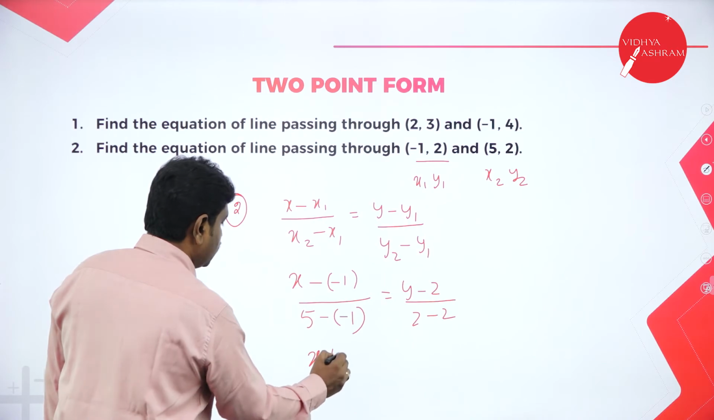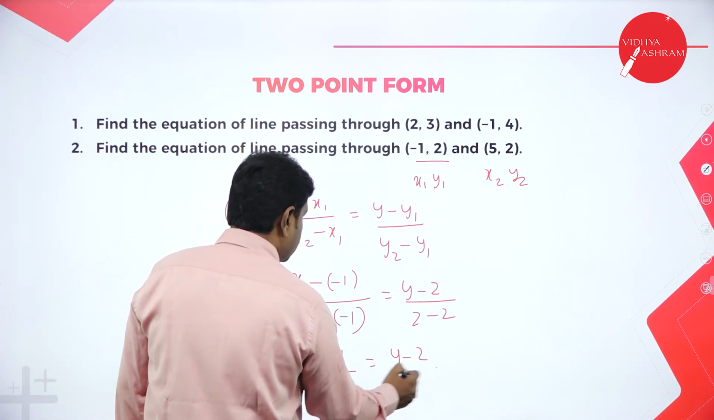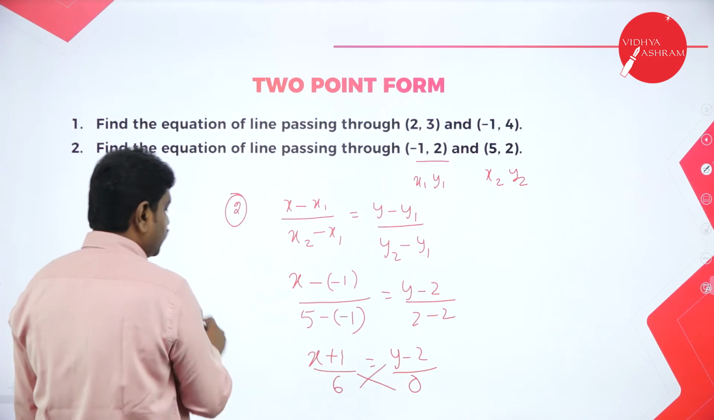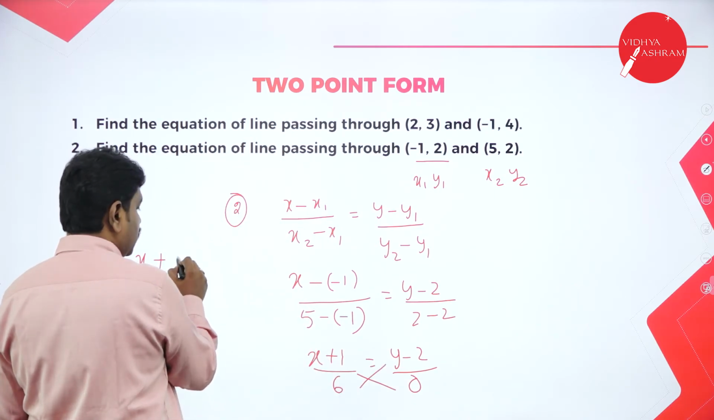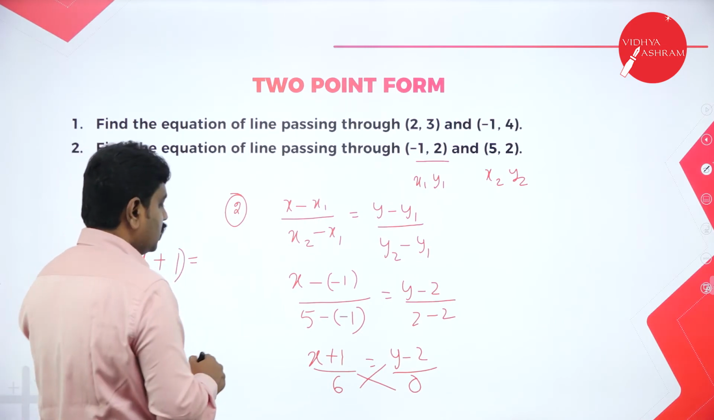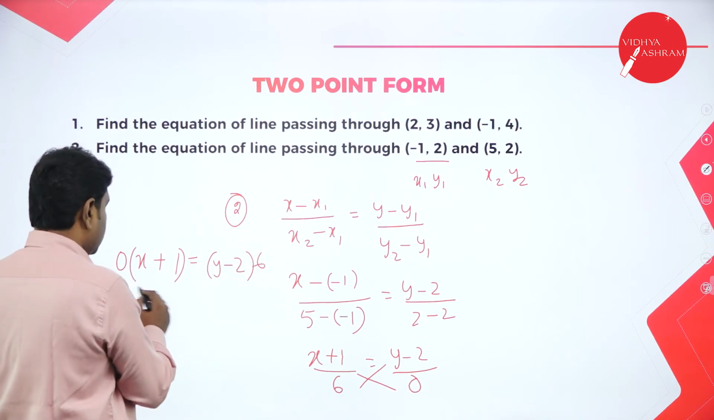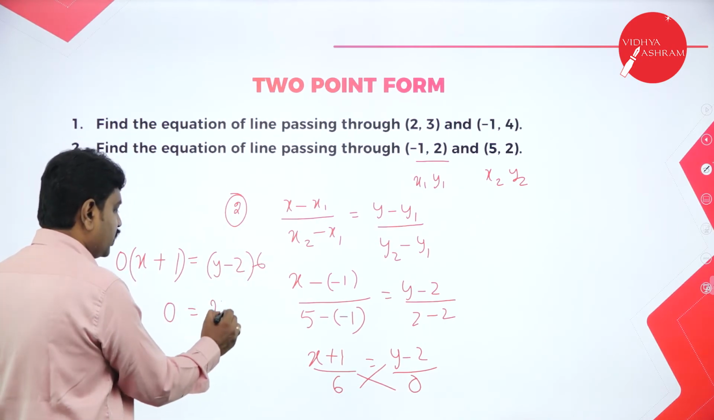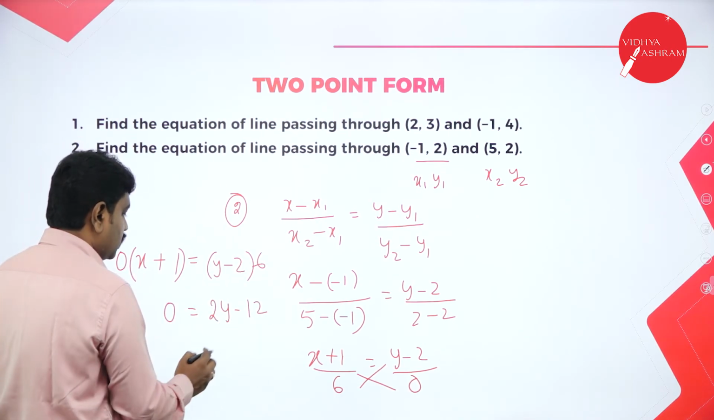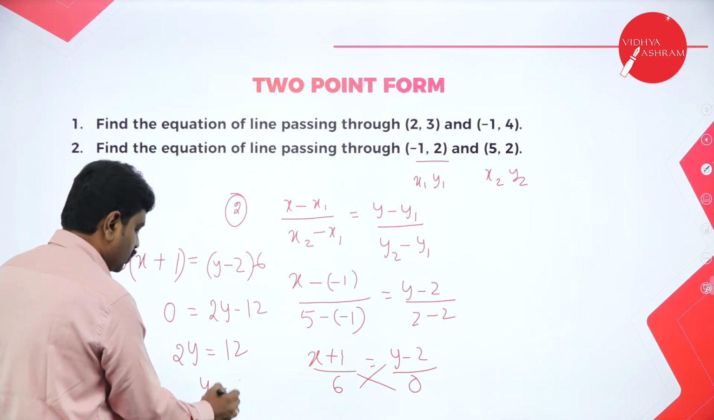So now (x plus 1) by 6 is equal to (y minus 2) by 0. Cross multiply. If you cross multiply, you'll get (x plus 1) into 0 is equal to (y minus 2) into 6. Further, anything into 0 is 0, so you'll get 0 equals 6y minus 12. Or rearrange, 6y is equal to 12. Further, you simplify, y is equal to 2.